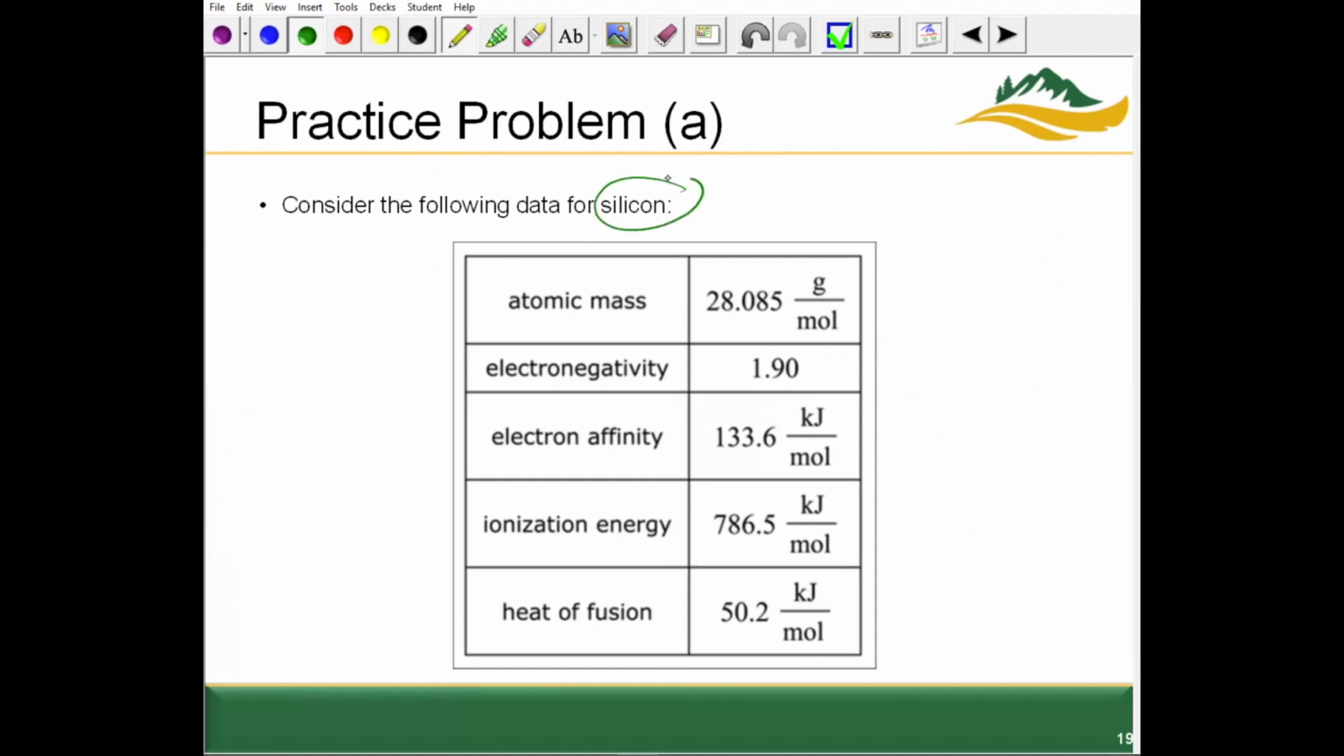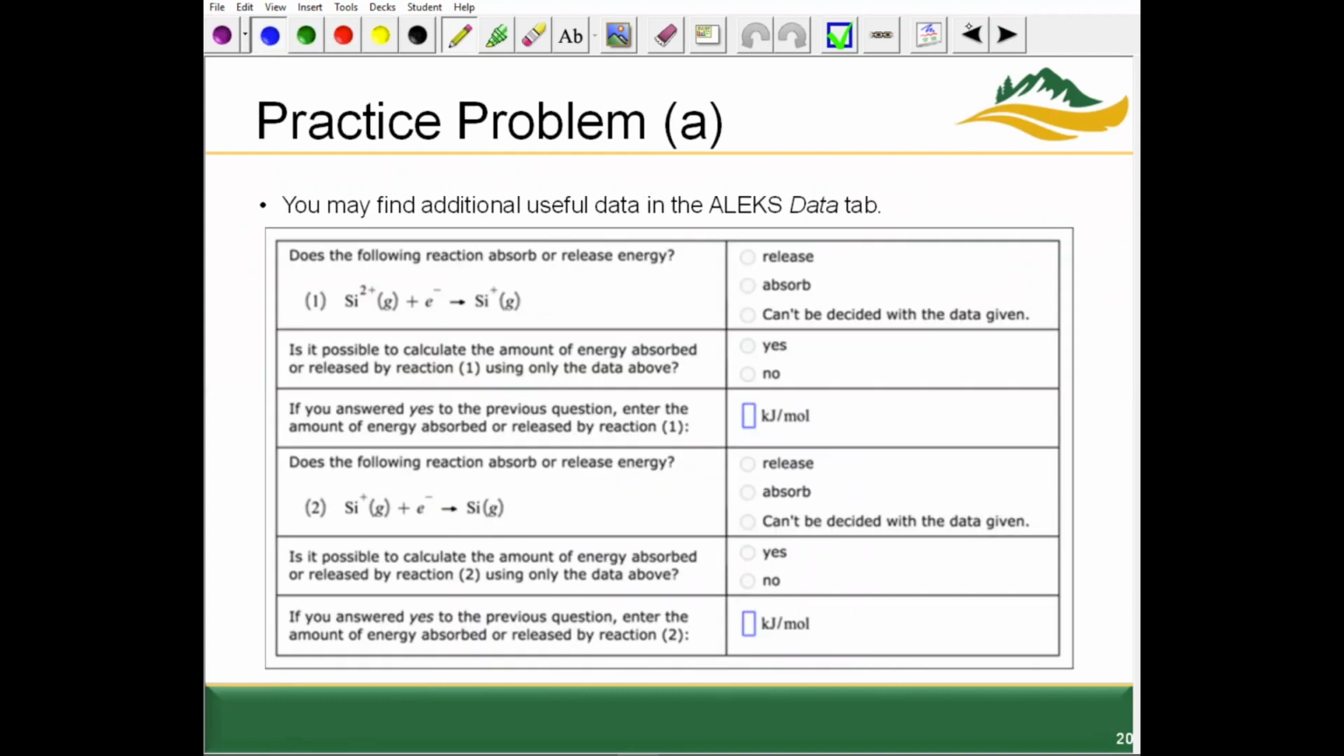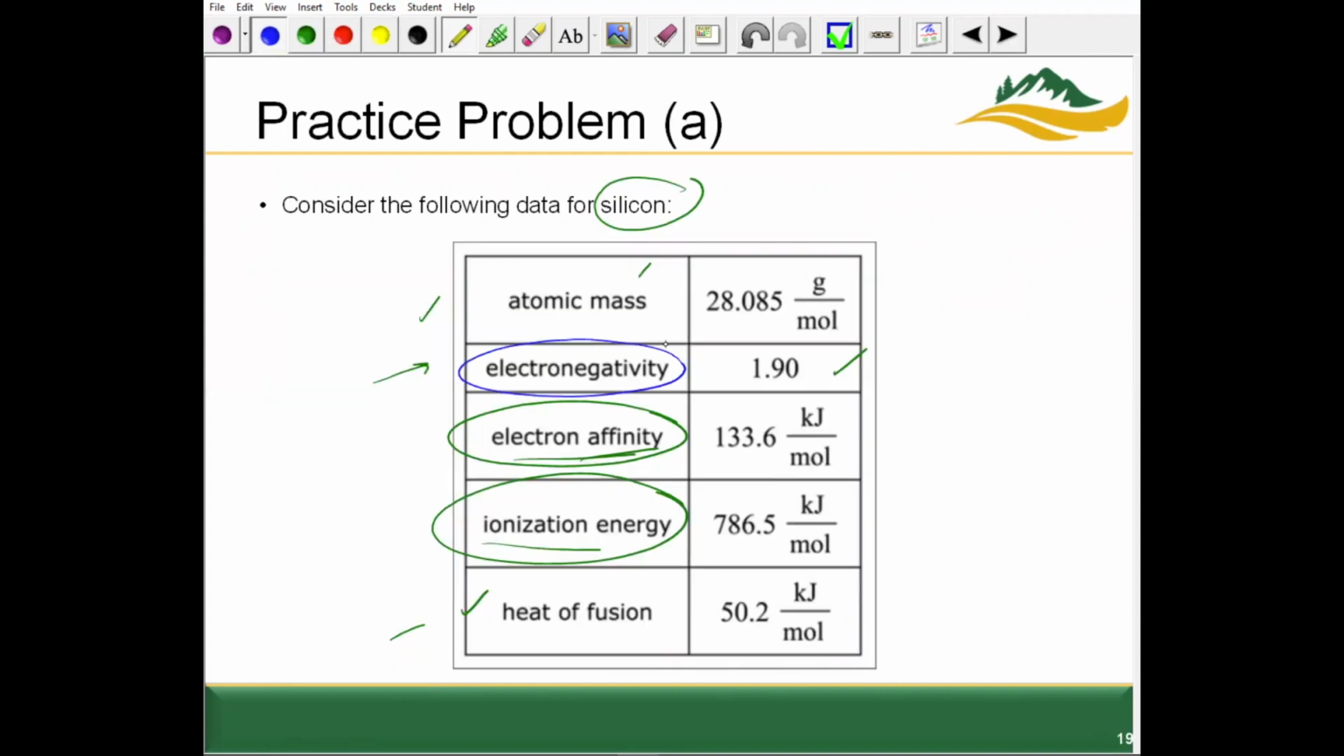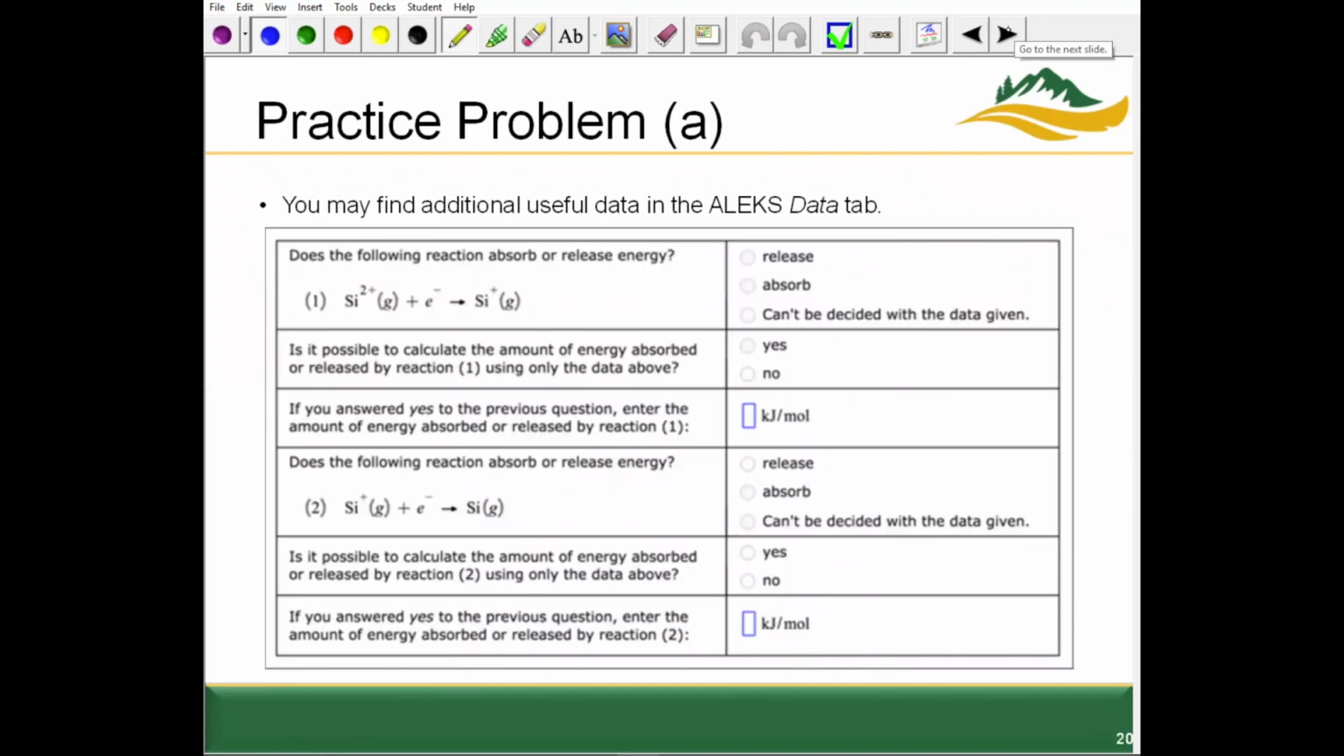We're considering this data for silicon. We have the atomic mass, electronegativity, electron affinity, ionization energy, and the heat of fusion. We've touched on this in thermo now. Atomic mass, we know we can look at the periodic table. We have not yet talked about electronegativity, but we have now gone through electron affinity and ionization energy. We'll talk about electronegativity in just a moment. We're going to answer all these questions, including one about the absorption or release of energy based on taking on an electron.